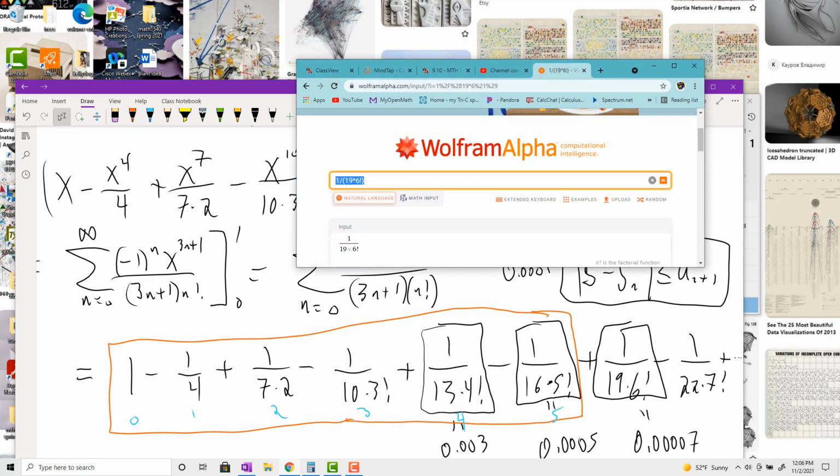Okay, so let's type it in here. Just 1 over 4 plus 1 divided by 14 minus 1 divided by 10 times 3 factorial, plus 1 divided by 13 times 4 factorial, minus 1 divided by 16 times 5 factorial, and hopefully that's right.